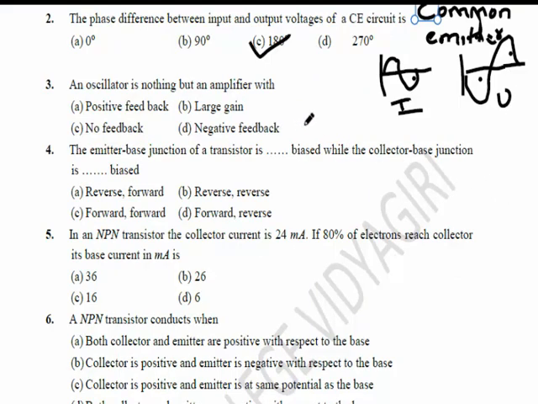Let us move to the third question. An oscillator is nothing but an amplifier with: positive feedback, large gain, no feedback, or negative feedback. Okay, now I will draw the picture of an oscillator. I will show it here.